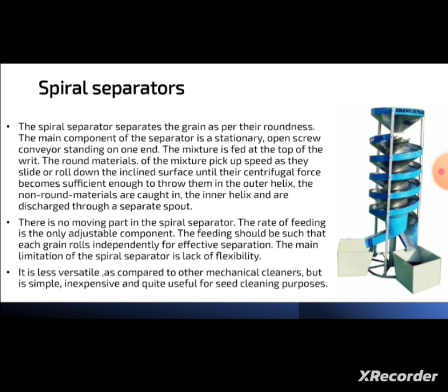The separator takes the form of a spiral shape. The main component of the separator is a stationary open screw conveyor standing on one end. The mixture will be fed at the top, and the round particles pick up speed as they slide or roll down the inclined surface until the centrifugal force becomes sufficient to throw them into the outer helix. Likewise, the products will be separated, and these separators are based on the shape of the product. Only the circular shape will be separated by means of centrifugal force.